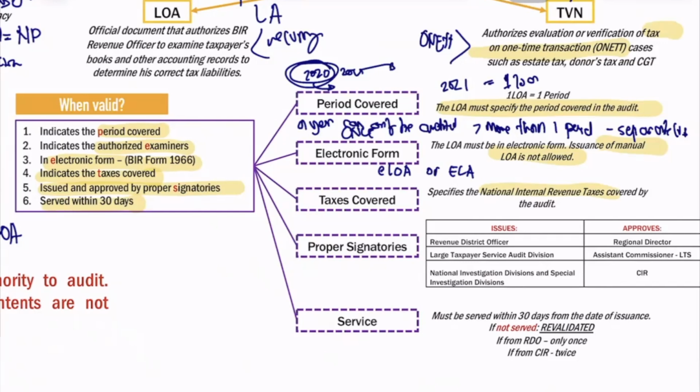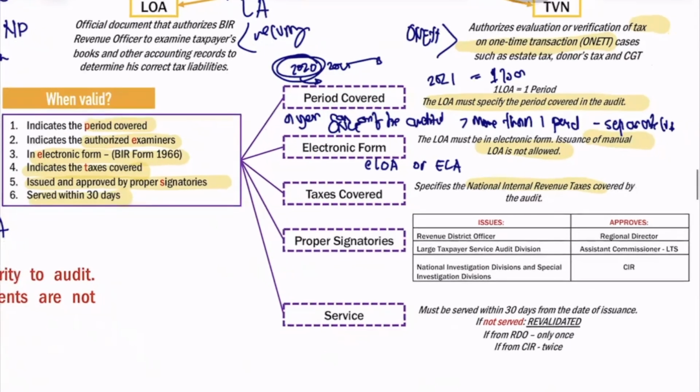Fifth one, it is issued and approved by proper signatories. So who are these proper signatories? If the issuer is RDO, then the one who will approve it is the regional director. If the issuer is the Large Taxpayer Service Audit Division or LTS, the one who will approve it is the Assistant Commissioner LTS. If the one who issues it is the National Investigation Division, the one who will approve it is the CIR. Why is this again important? Because if it is not properly issued and approved by the proper signatories, again, it will be considered as invalid. So all of these items must concur so that we can say it is valid.